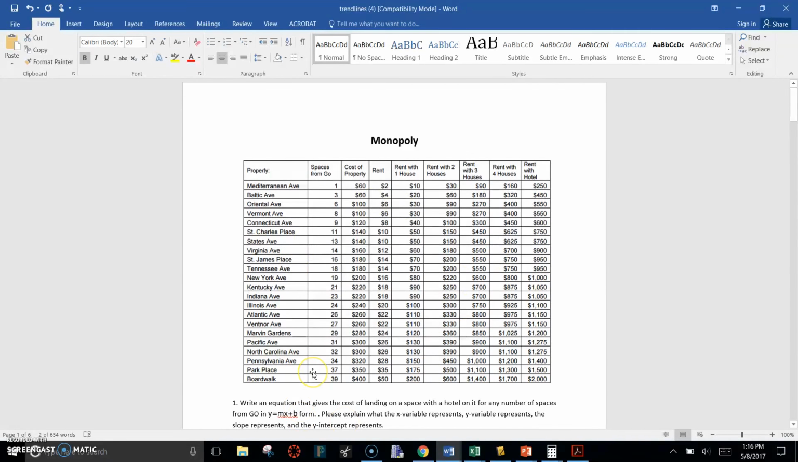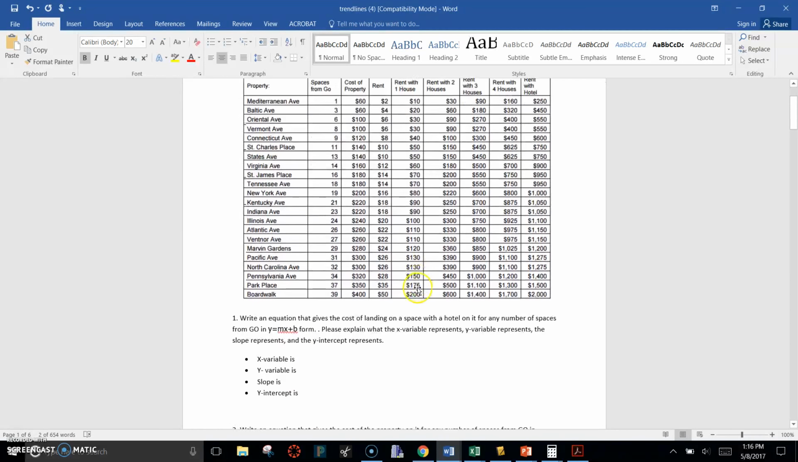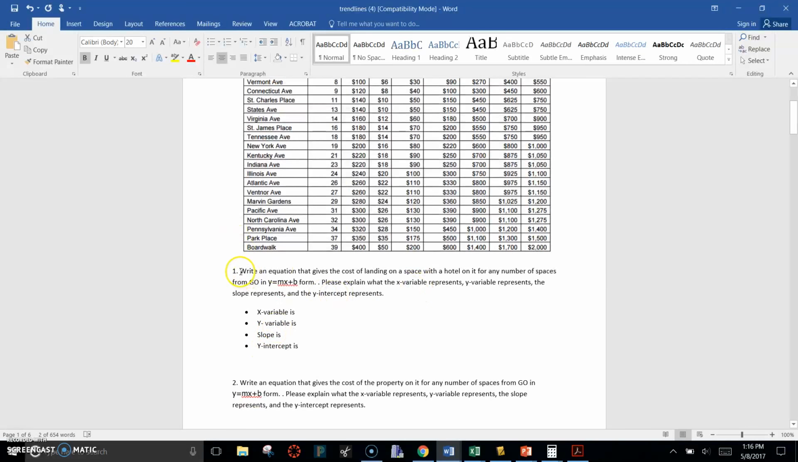And after you've picked 2, you're going to try to answer these questions down here. An example of how you'd go about answering this is: write the equation that gives the cost of landing on each space with a hotel and the number of spaces from go in y equals mx plus b form. Please explain what the x, y, and the slope represent. So I would mark off, this is my x variable, this is my y variable, this is my slope, and this is my y-intercept.